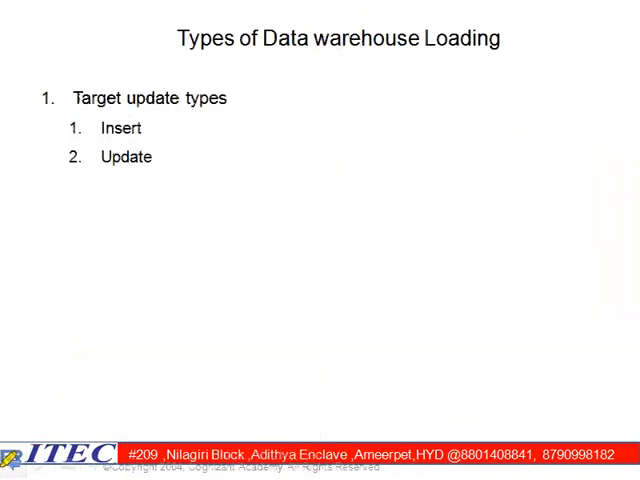Next one. We have here types of data warehouse loading. You want to load the data into the data warehouse, we can do it in two ways. One is we can insert the data into the data warehouse. Or we can update the data of the data warehouse. First way is we can insert, and the second way is we can update the data in the data warehouse.